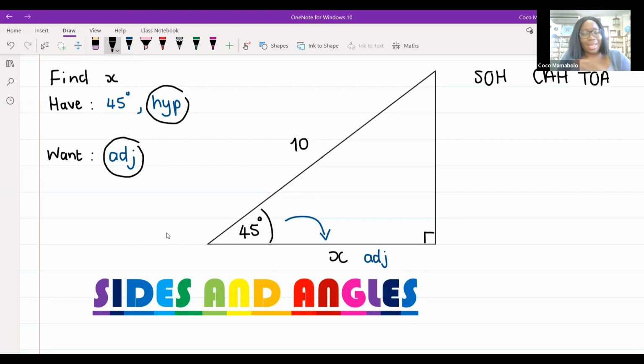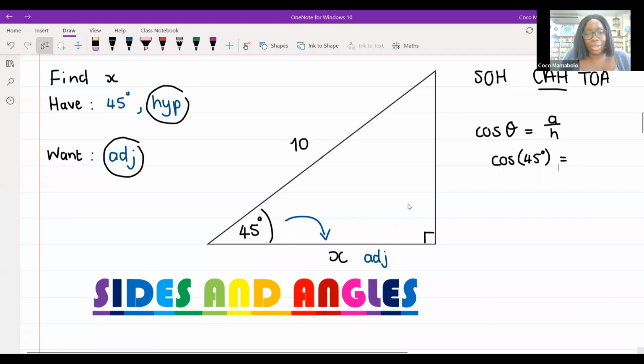CAH, good. What does the CAH stand for? Cos, good. It stands for cos. So we know that we're going to be using cos of theta. Now this tells us that cos of theta is equal to adjacent over hypotenuse. Now, do I know what my theta is? Yes, my theta is 45 degrees. So I'm going to plug that in. I'm going to go cos of 45 degrees is equal to, what is my adjacent side called, guys?